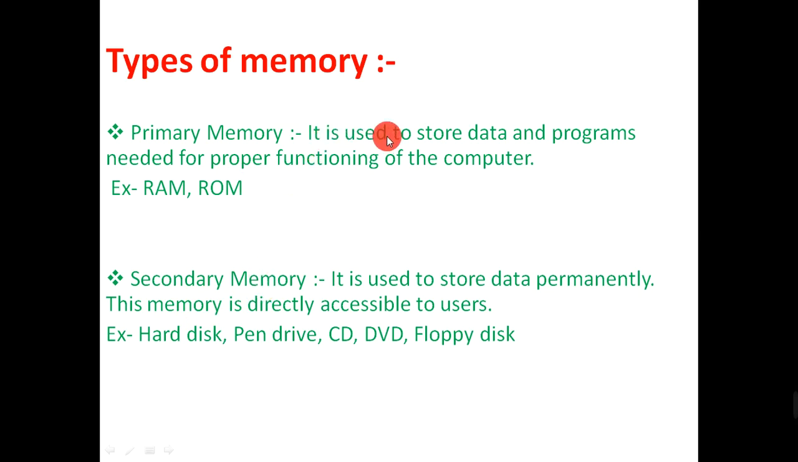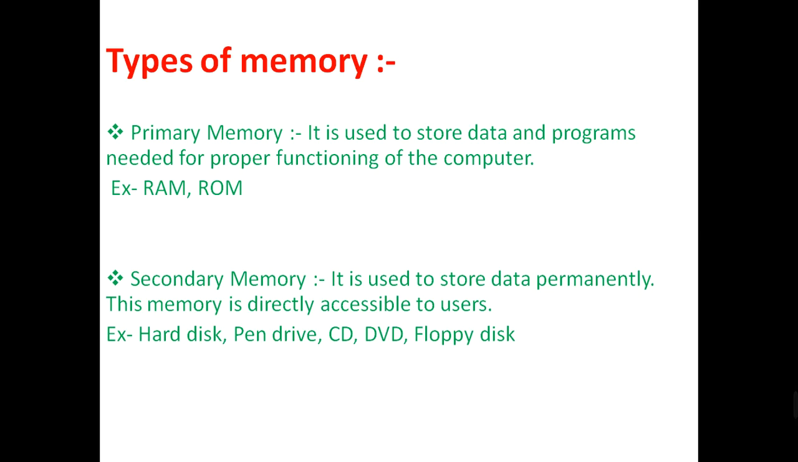So primary memory is used to store data and programs needed for proper functioning of the computer. Means whatever the memory devices considered as primary memory, so those devices only store data for running the computer. Means we users cannot store our data in primary memory devices. Only computers can store its data in primary memory devices. For example, RAM and ROM.